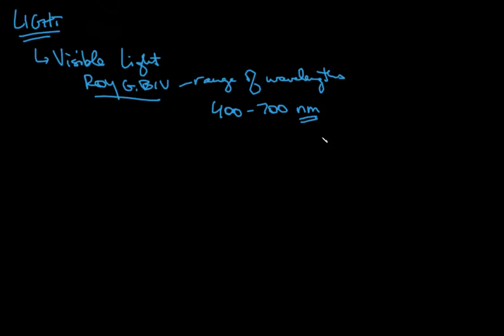And we're going to point out that red has the longest wavelength, okay? Longest wavelength. So that's about 700. And violet has the shortest wavelength, around 400. Okay.